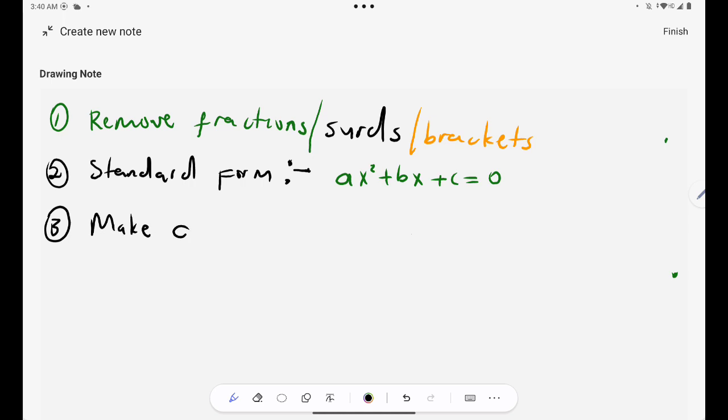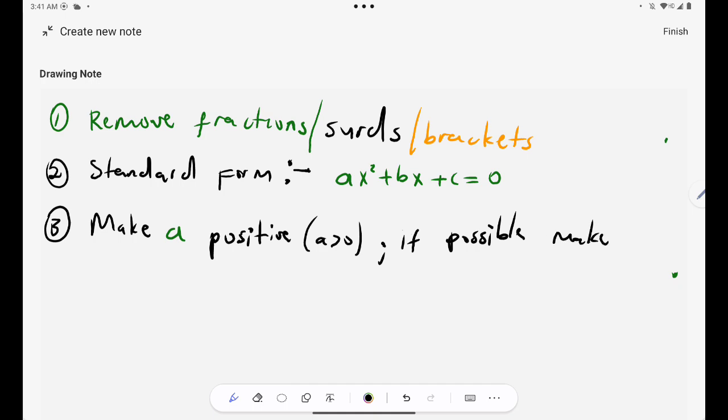And then the third step, you must make a to be greater than 0, positive. Okay, let me just write in simple English: make a positive or greater than 0. It's the same thing. If possible, make a to be equal to 1. All right, together.